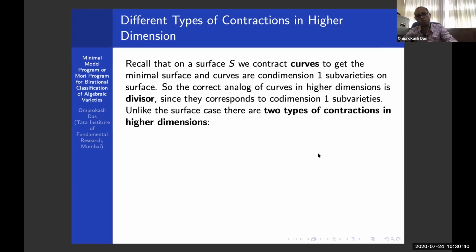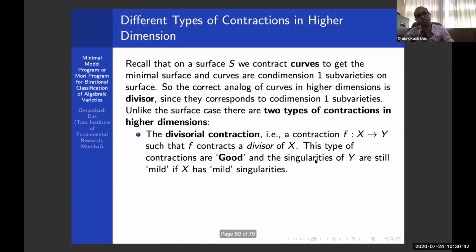One is exactly, as I said, contracting divisors. It is called divisorial contraction. You take a variety X and you contract a divisor by a morphism f from X to Y. This is called a divisorial contraction. This type of contraction is good. What do I mean by good? It means that if X has a good singularity, mild singularity, then Y will also have mild singularity.